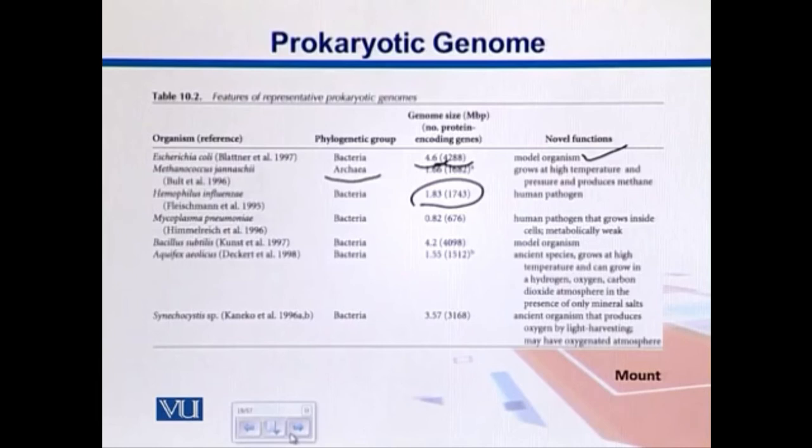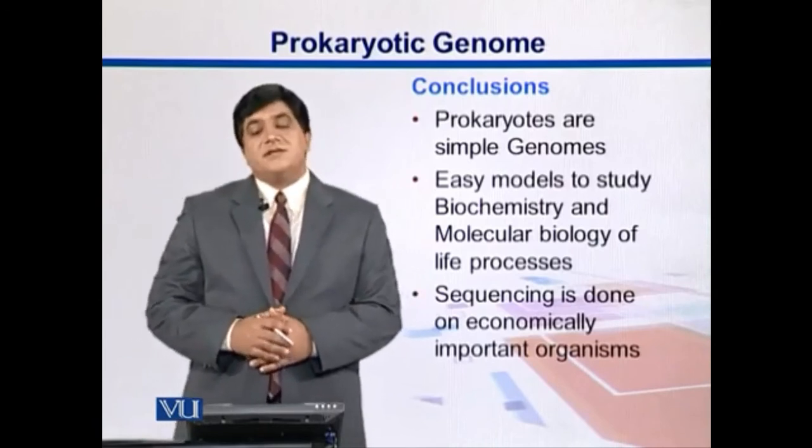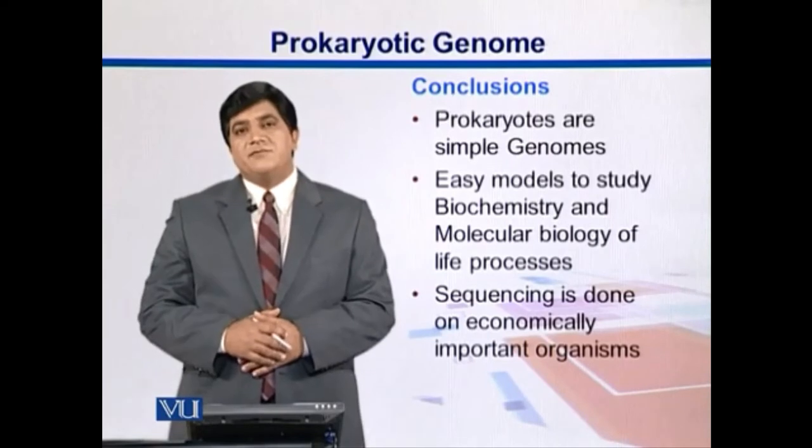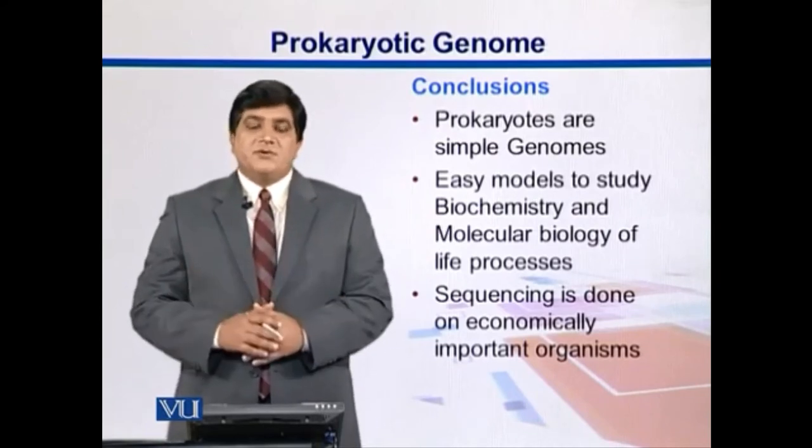We can also have other organisms like Mycoplasma pneumoniae, a pathogen. It was 0.82 MB and 676 genes. And then in the end we have Synechocystis, that is a bacteria, 3.57 MB and it has 3168 genes. So prokaryotes are simple genomes, they are easy models to study the biochemistry and physiology of life, and sequencing is normally done on these simple genomes first, and then it helps exploring the complex genomes.